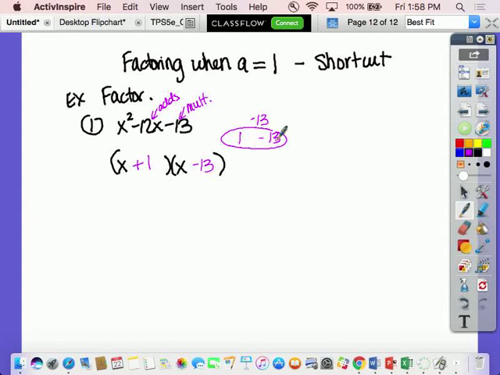If you wanted to check this, how could you check this? FOIL it. FOILing is reverse factoring. Factoring is reverse FOILing. Okay, they undo each other. All right, let's see if y'all can do problem 2 by yourself. This is problem 2. X squared minus 10x plus 21.